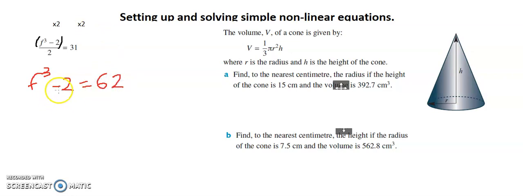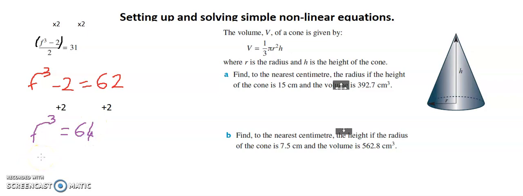The next thing I can see here is that we've got a constant on both sides. So like always, we need to get rid of our constants. The first thing I think about with that negative 2 is that to get rid of it, to make it 0, we plus 2. But that also means we plus 2 to the other side. So that leaves us with the following equation: f cubed is equal to 62 plus 2, which is 64.